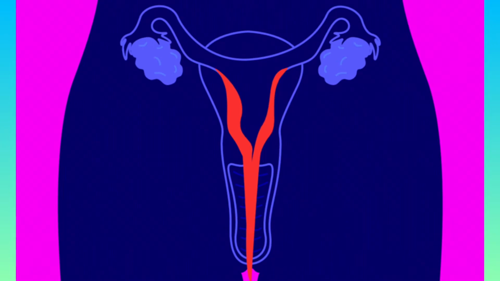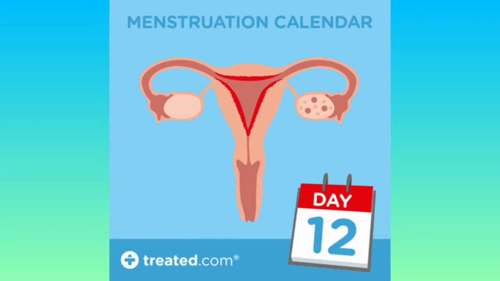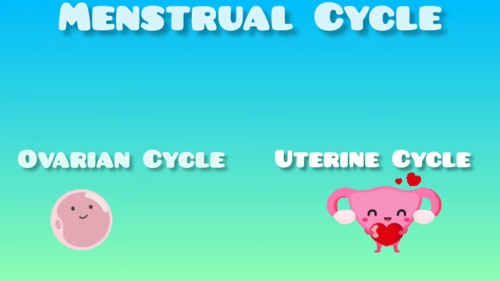the uterus. The menstrual cycle refers to changes that occur in the ovaries and the uterus of a woman over a period of 28 days. This cycle begins at puberty and ends at menopause. The menstrual cycle is made out of 2 separate cycles that happen at the same time. These cycles are the ovarian cycle and the uterine cycle.